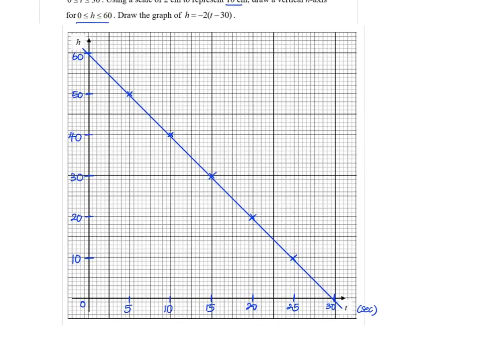So when we have a straight line graph already, we must remember to label our equation. So h equals to negative 2t minus 30. Okay, so this is my equation. Now let's use this graph to find some of the different answers. Okay, next part of our question.